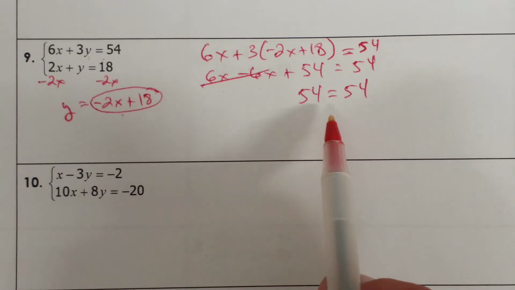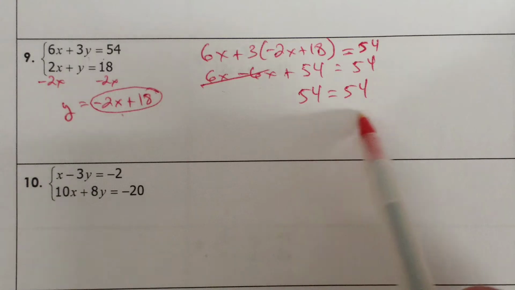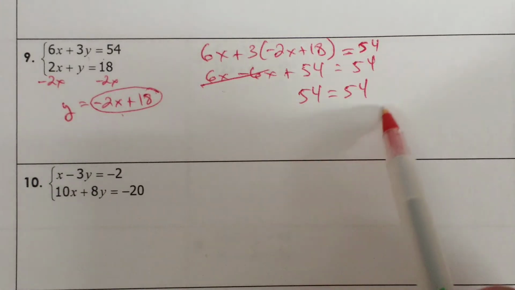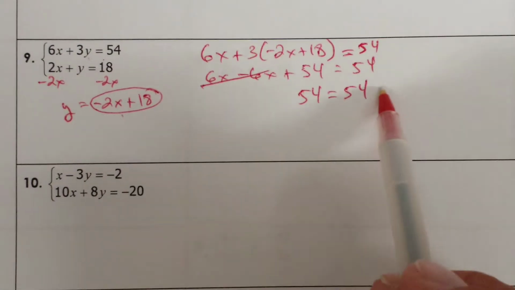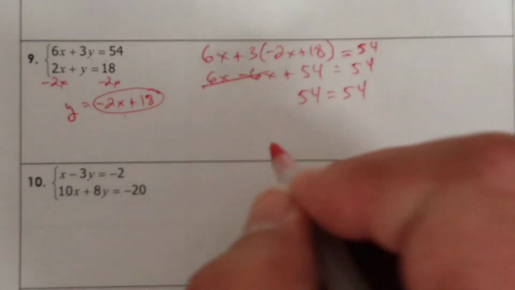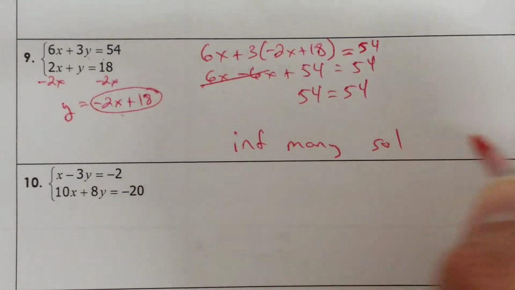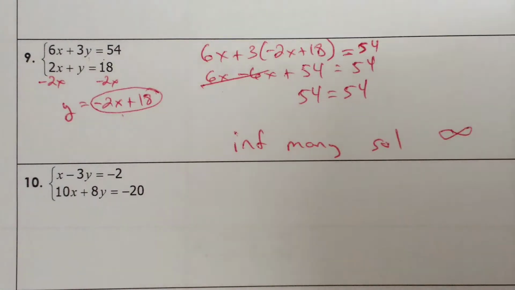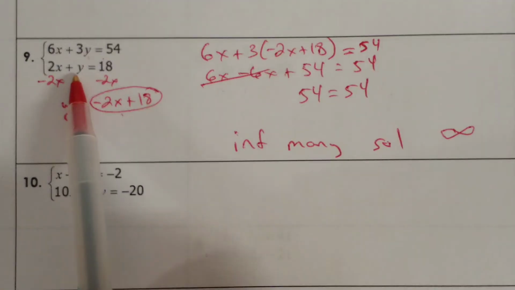When we're solving equations and all your variables disappear, remember what the situation called for. If this was a statement that did not make sense, or if it was false, that would mean there was no solution. But in this case, this is true. This does make sense, but there's no variables left. This is infinitely many solutions, or the infinity sign, which means if you graphed these, they would be the same line. Okay? Did not mean for that to happen.